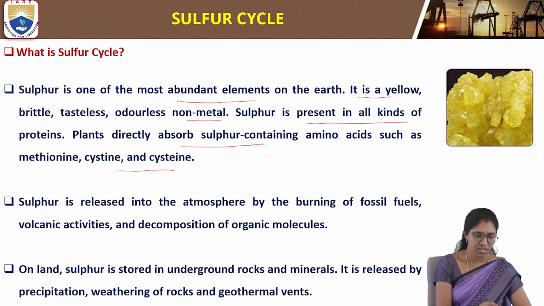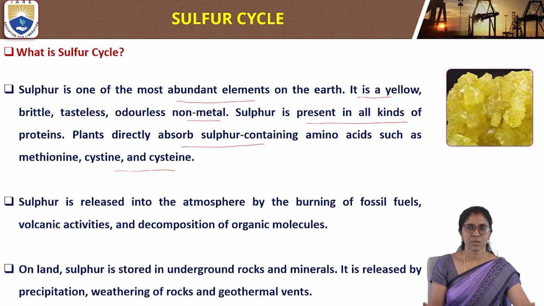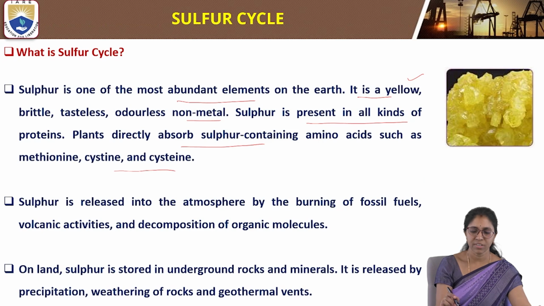So sulfur is one of the most abundant elements on earth. Its physical properties are that it is yellow in color, brittle, tasteless and odorless. It is present in all kinds of proteins, and plants can absorb sulfur in the form of amino acids such as methionine and cysteine.